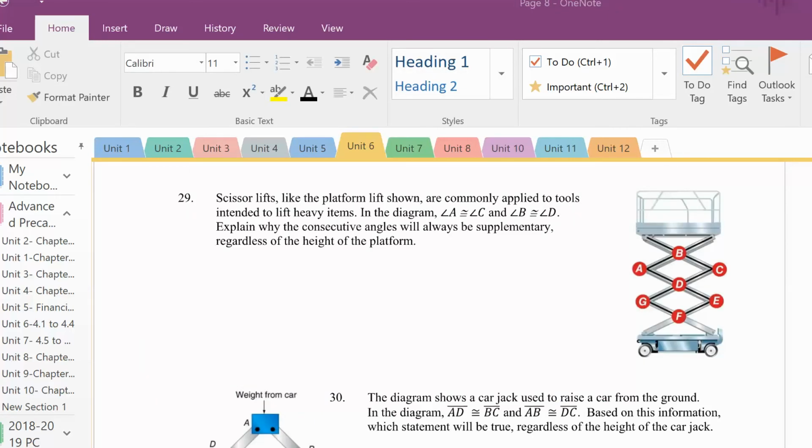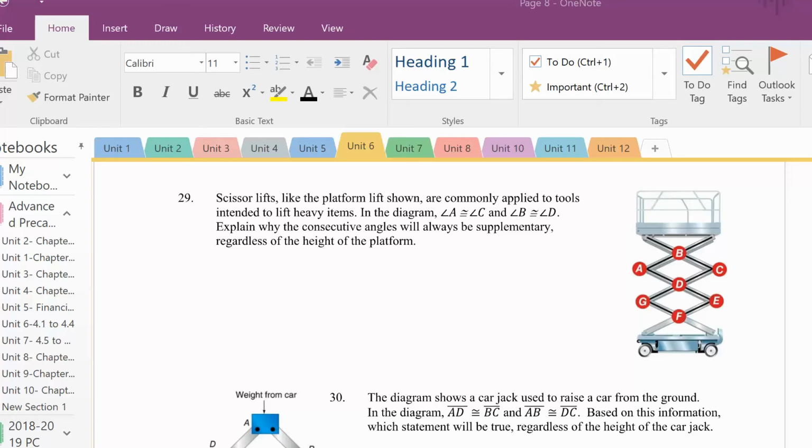All right, so next it says scissor lifts, like the platform lift shown, are commonly applied to tools and intended to lift heavy items. In the diagram, angle A is congruent to angle C and B is congruent to angle D. Explain why the consecutive angles will always be supplementary regardless of the height of the platform.